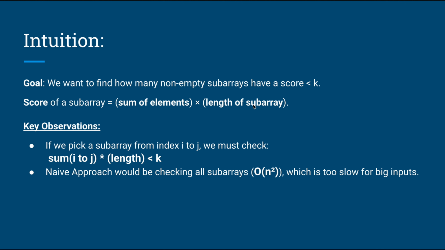Namely, checking all the subarrays would take O(n^2), which is too slow. If we go through the naive approach and check all the subarrays, we take two loops over the array to find all the subarrays, and that takes O(n^2). For big inputs it becomes too slow.